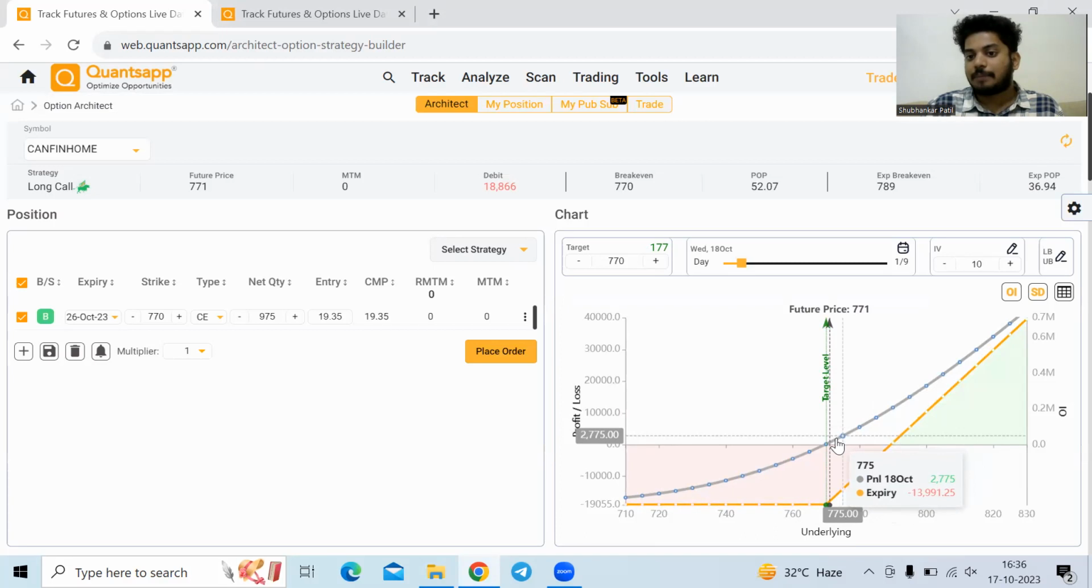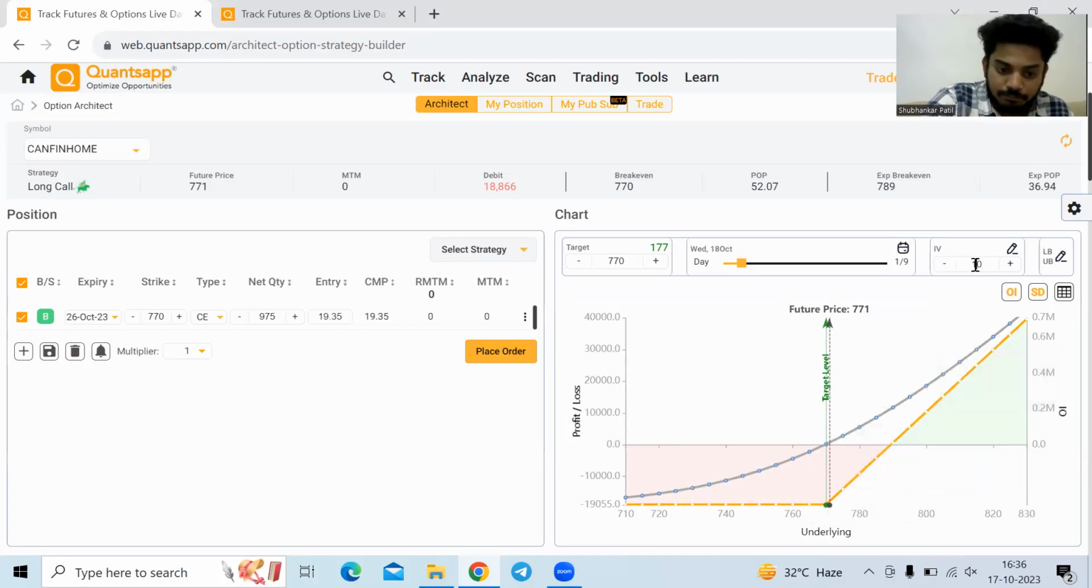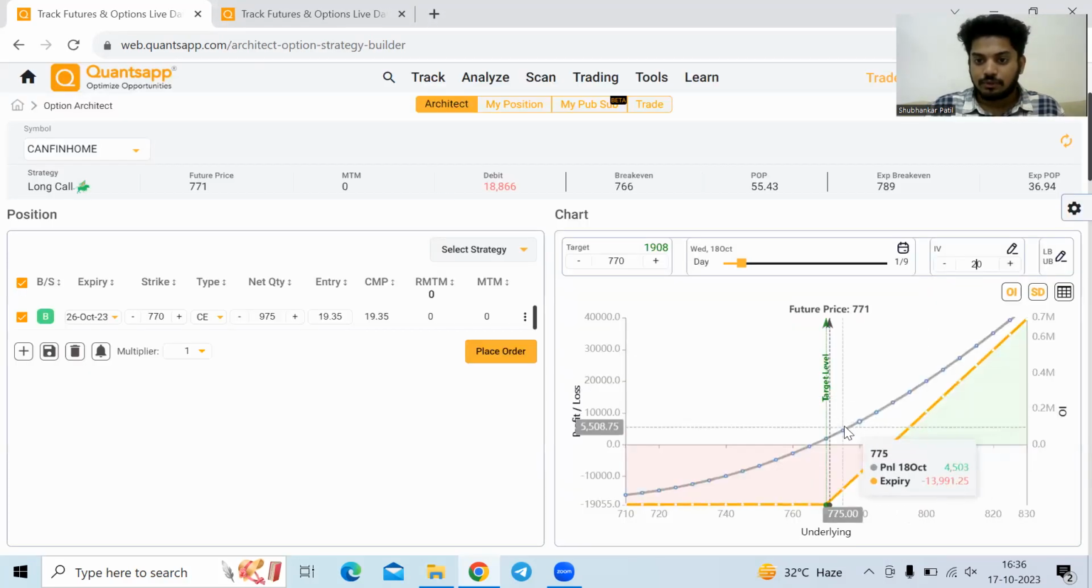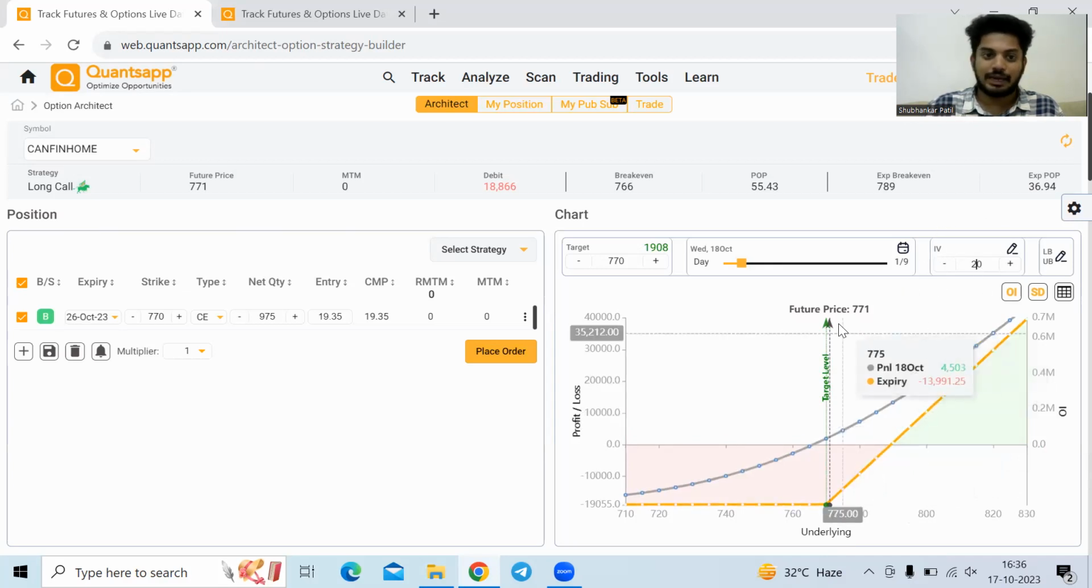So now let's see what will happen if there is a 20% up move in the implied volatility. So let's say 20% up move and then just click enter. Now if you see, again it has shifted. So at 775 first I was making roughly 2700. Now how much am I making? I'm making roughly 4500. So why is this happening? This is happening because of the jump in implied volatility.